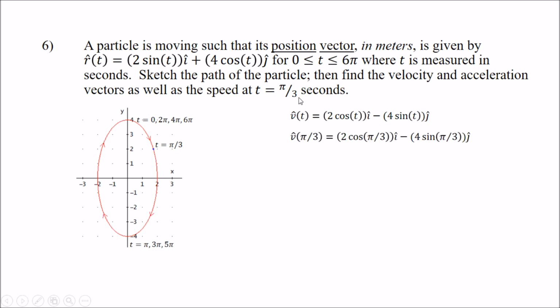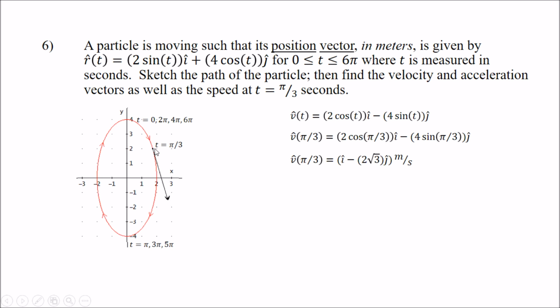Next, we want to evaluate it specifically at time pi over 3 seconds. So now I'm substituting pi over 3 in for the t's, and evaluating those. 2 cosine of pi over 3 turns into 1, so I have i, and then 4 sine of pi over 3 turns into 2 square roots of 3, so I have 2 square roots of 3 j, and that is measured in meters per second.